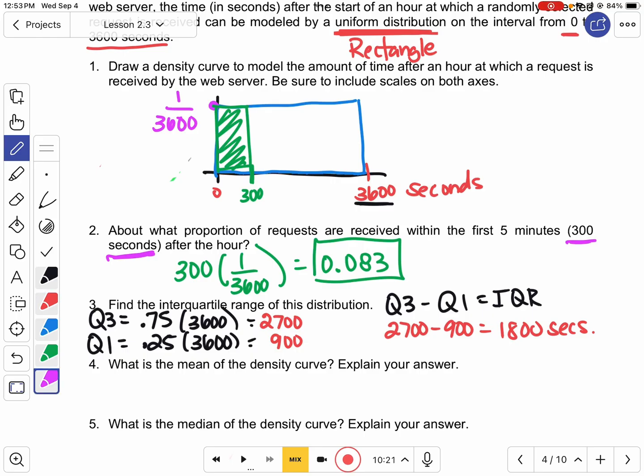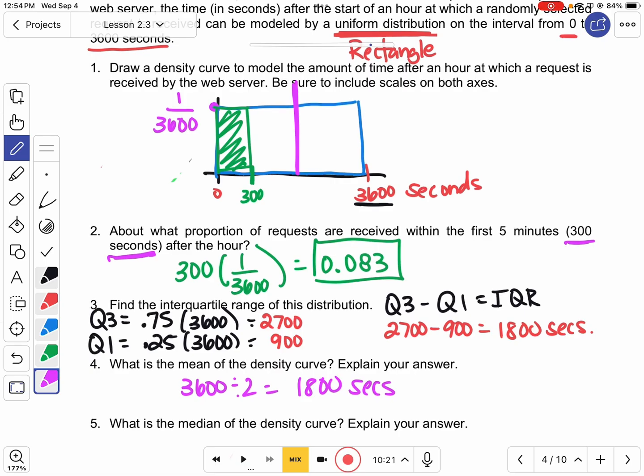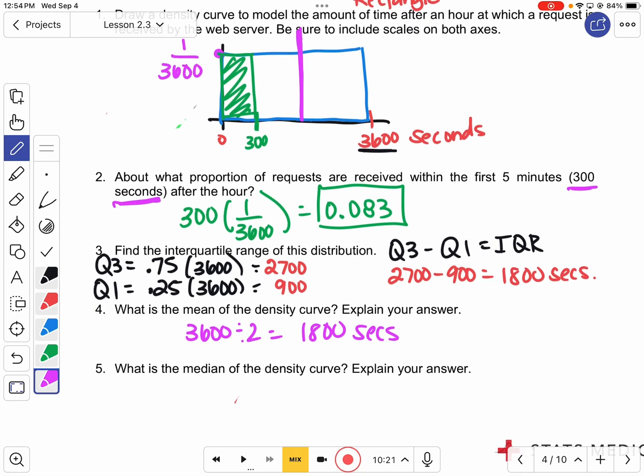Well, because it's a rectangle, where's the mean going to be? In the middle. All right. So if the whole thing's 3,600, where's the middle? Half of it, right? I can take 3,600 and divide it by 2, and I get 1,800 seconds. Okay. Well, if that's the case, what's the median? 1,800, because mean and median are equal in a uniform distribution.